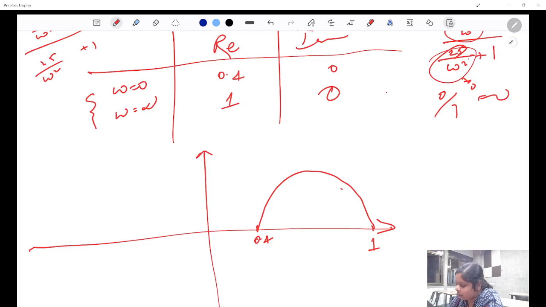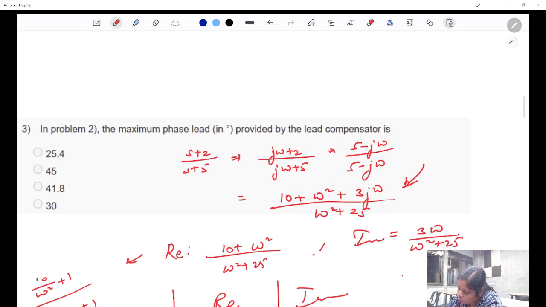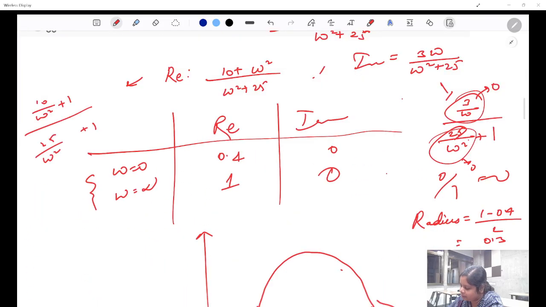Now what would be the radius? It would be 1 minus 0.4, which is 0.6, by 2, which is 0.3. So the radius is (1 minus 0.4) by 2, which is 0.3. So 0.3 is the radius of the circle. Okay. Now, our question is asking what is the maximum phase lead provided by the lead compensator.